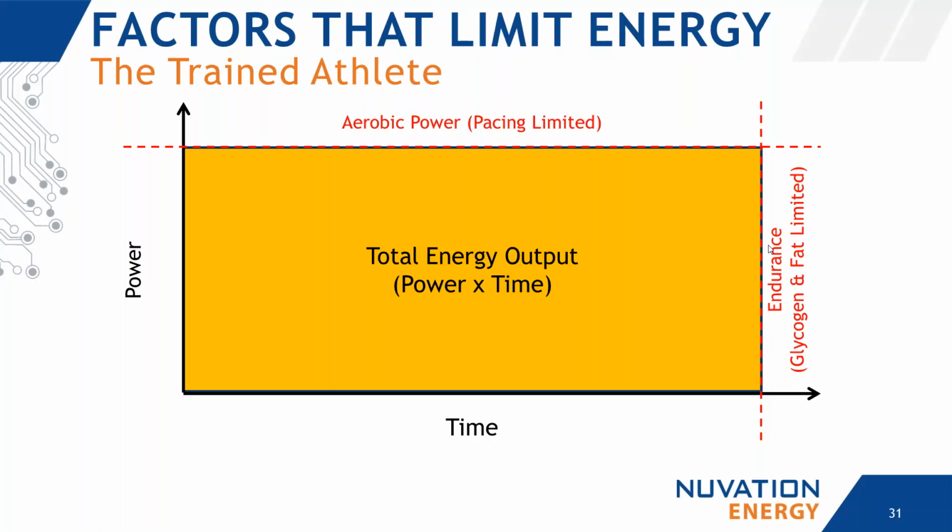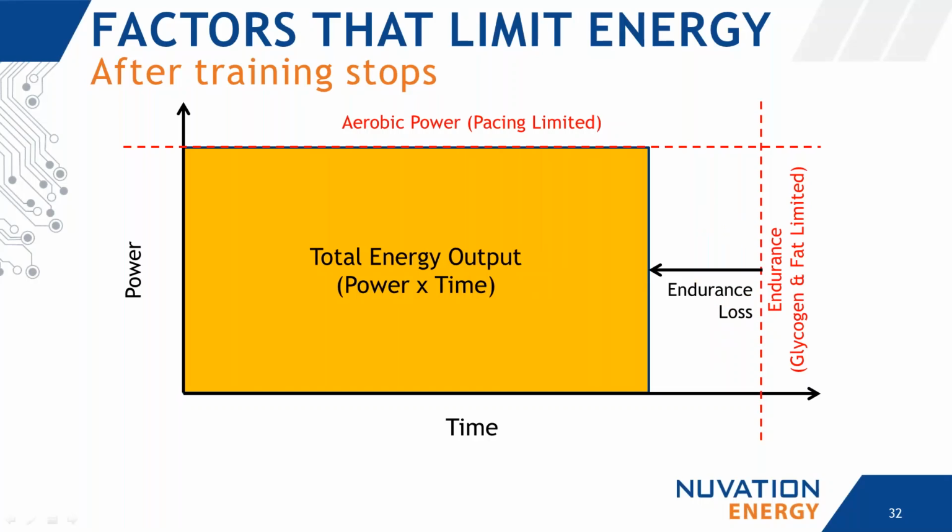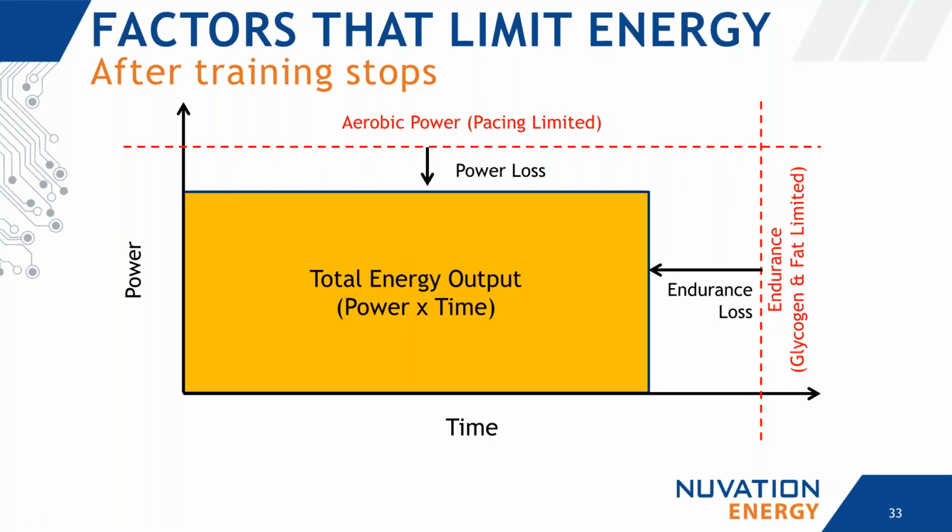So let's assume now, you're fully trained, you're ready to race, and now you stop training. What happens? Well, probably one of the first things is your endurance is going to start to go down. You'll maybe be able to maintain your power that you've been practicing, but instead of 2 hours, maybe it'll be 1 hour 45 minutes, maybe it'll be 1 hour at some point. And that also means that your total energy output is shrinking as you're able to put out power, but only for less time.